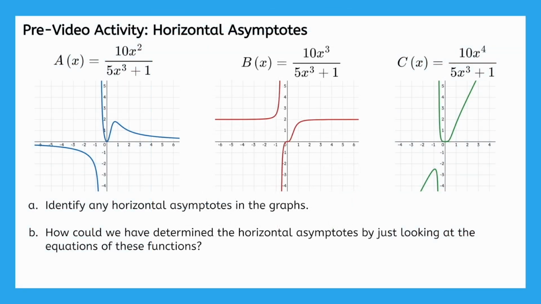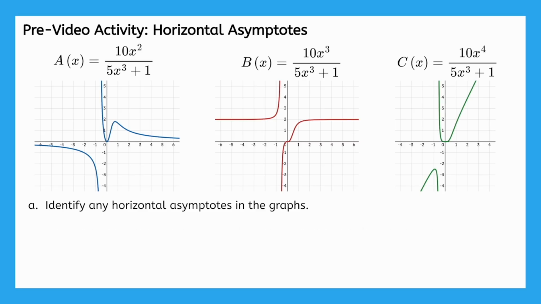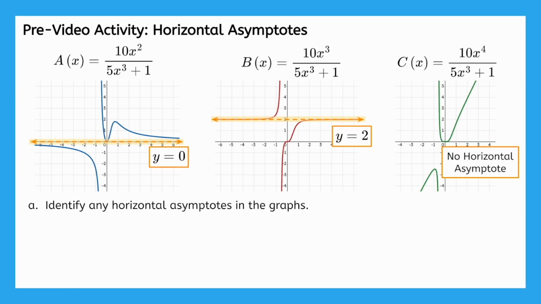In the pre-video activity, we were given the equations and graphs of three functions, a, b, and c, and had to first identify any horizontal asymptotes. Remember, a horizontal asymptote is a line the graph approaches as it extends forever to the right or forever to the left. Function a seems to have a horizontal asymptote at the x-axis or y equals 0. Function b seems to have a horizontal asymptote at y equals 2. What about function c? Does it approach a horizontal line on either end? It doesn't seem like it. Therefore, function c doesn't have a horizontal asymptote.